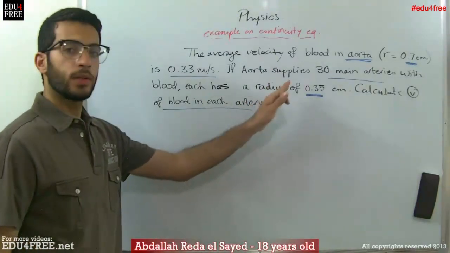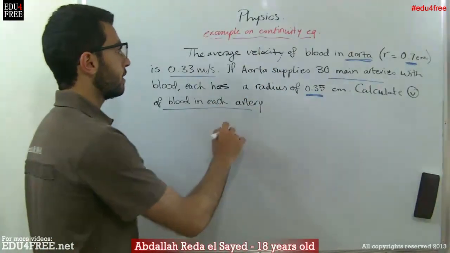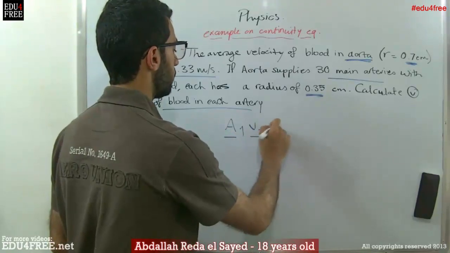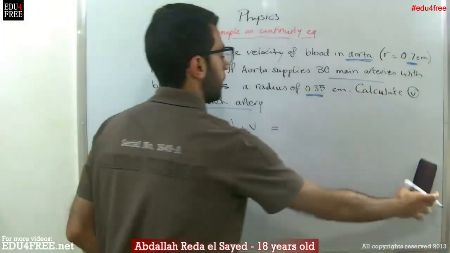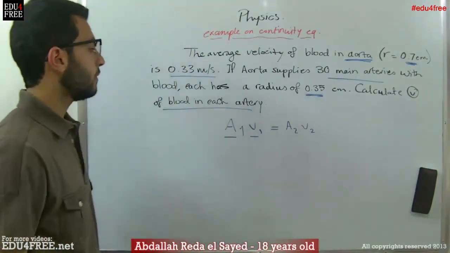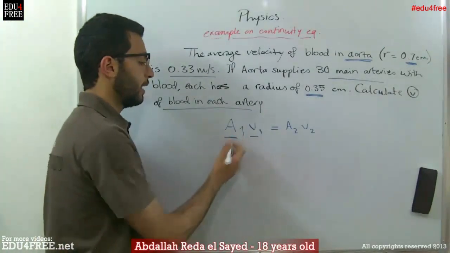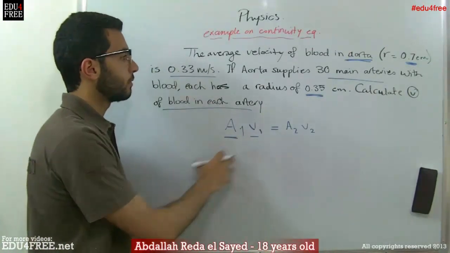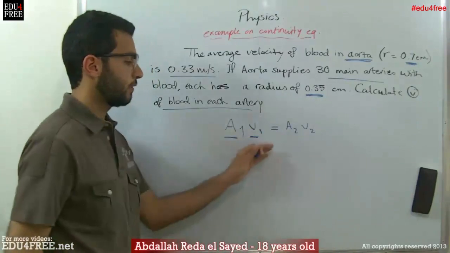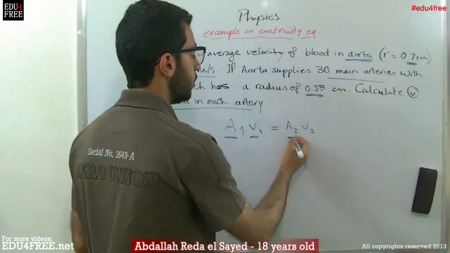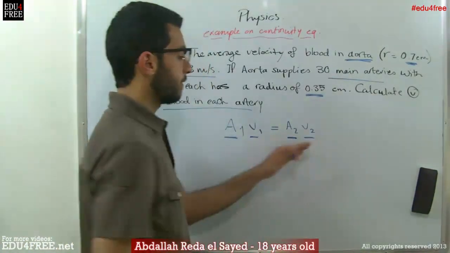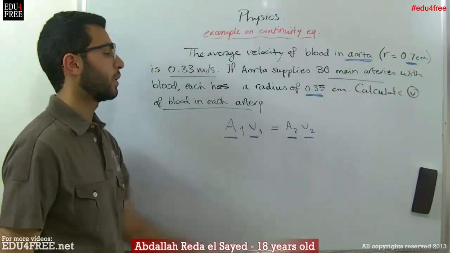Now, here we have 30 main arteries extending out of the aorta. We know that the continuity equation is A1 multiplied by V1 equals A2 multiplied by V2, where A1 is the cross-sectional area at the first part of the tube, and V1 is the velocity of liquid in the first part of the tube. Then A2 is the cross-sectional area of the second part of the tube, and V2 is the velocity of the liquid at the second part of the tube.